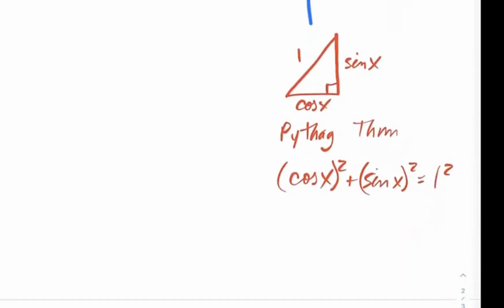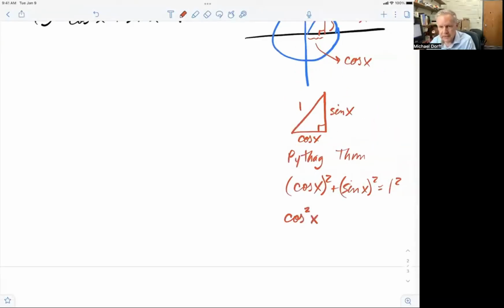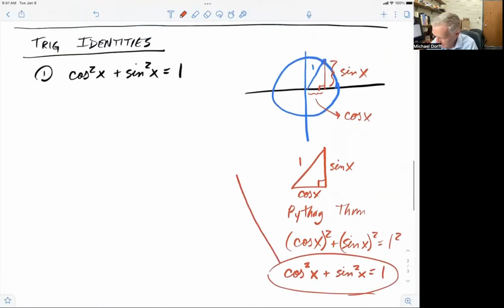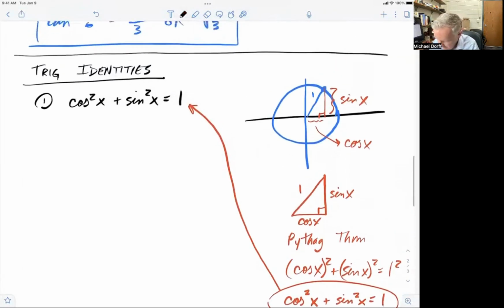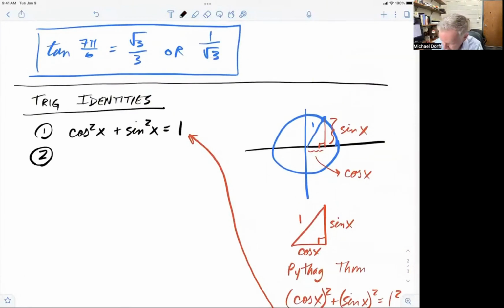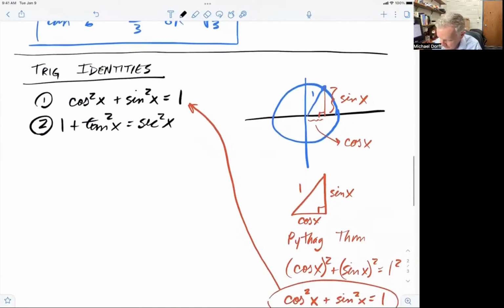When we write cosine x, everything squared, it's common to write that as cosine squared x, with the 2 in between the cos and the x part. Likewise, for sine x quantity squared, we usually put the 2 in between the sin and the x. And that's where we get this first identity. The second identity that is used is 1 plus tangent squared x equals secant squared x. Where does that one come from?